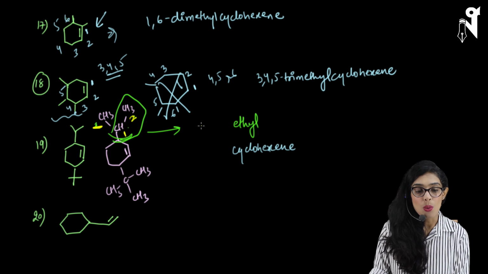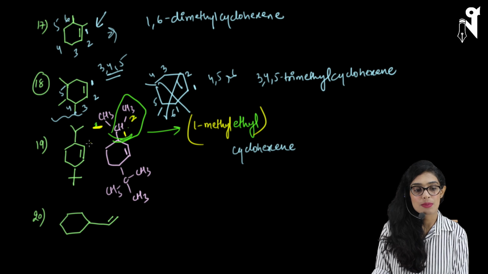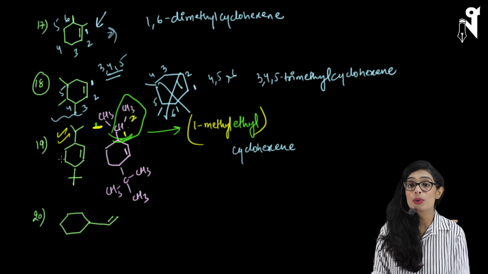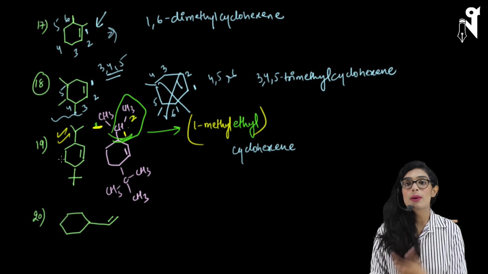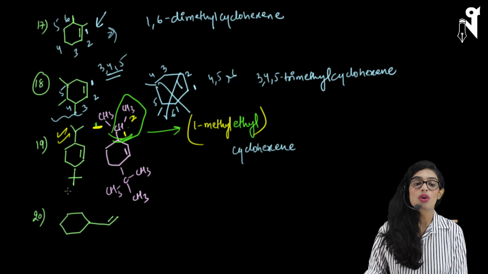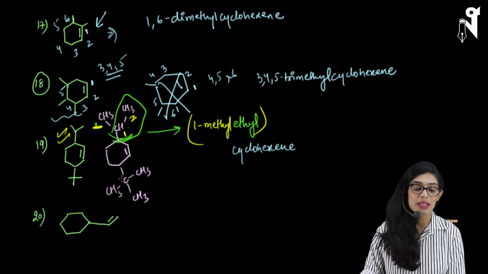So it will be 1-methyl ethyl. This is going to be the name of this branch. I hope you can recall what we have done in the alkanes part, and this is exactly how we name the complex chains or complex substituents. Now let's talk about the next branch that we have. This is also a complex substituent.